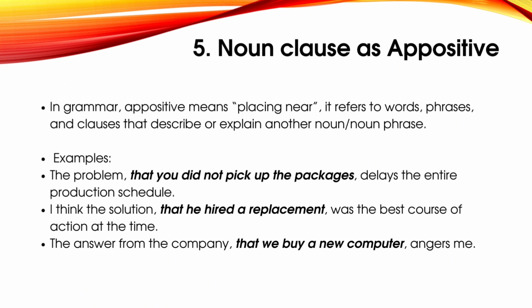Fifth, noun clause as an appositive. In grammar, appositive means placing near. It refers to words, phrases, and clauses that describe or explain another noun or noun phrase. Examples: The problem that you did not pick up the packages delays the entire production schedule. I think the solution that he hired a replacement was the best course of action at the time. The answer from the company that we buy a new computer angers me.